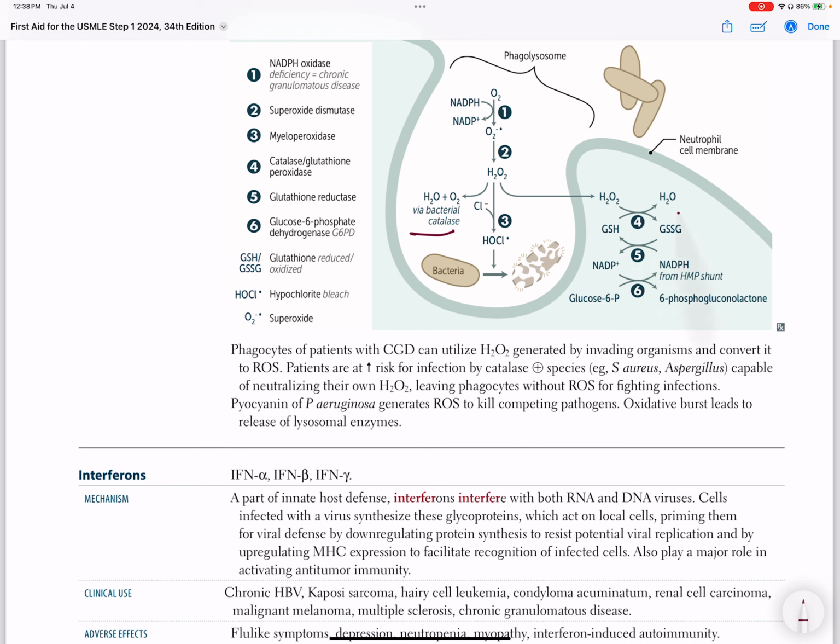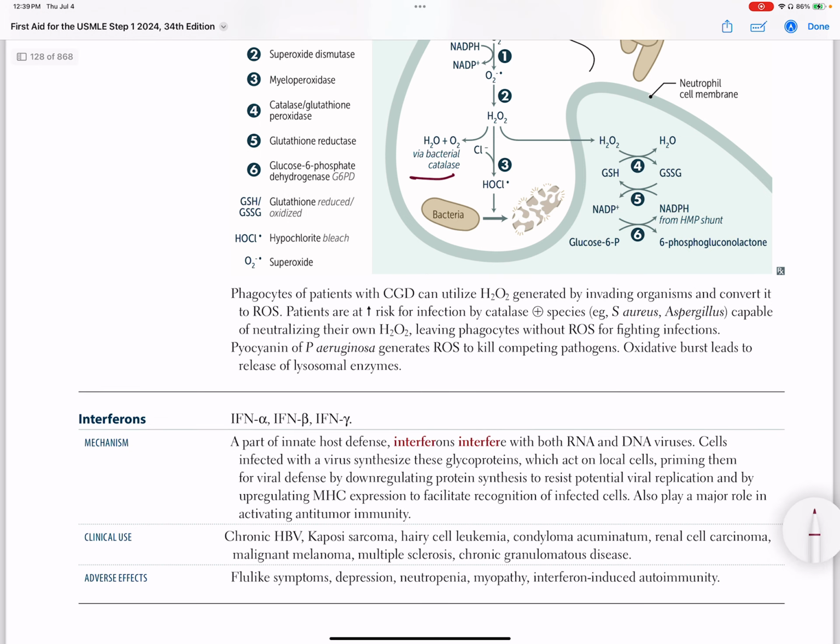Glutathione is converted to GSSG, which is the oxidized glutathione, and then NADPH forms NADP plus. This is from the HMP shunt. Glucose 6 phosphate gets converted to 6-phosphogluconolactone. There is a G6PD enzyme, so if this is deficient, then this is affected.